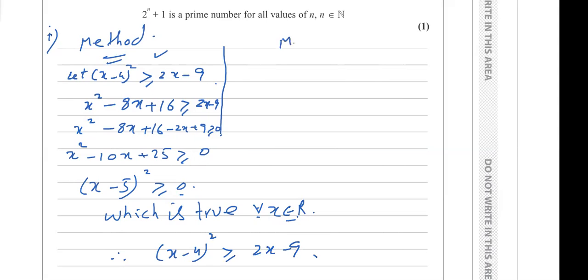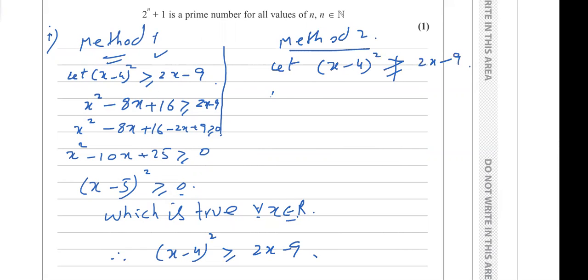The alternative way is method number 2. This was method number 1. Method number 2, I will do it by contradiction. I will say, let x minus 4 squared not be greater than or equal to 2x minus 9. If it is not greater than or equal to 2x minus 9, it is the opposite, strictly less than. Because it's not greater than or equal to this, obviously it will be less than this one: x minus 4 squared is less than 2x minus 9.